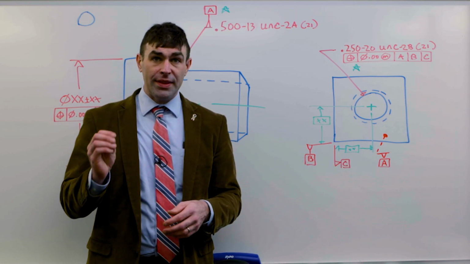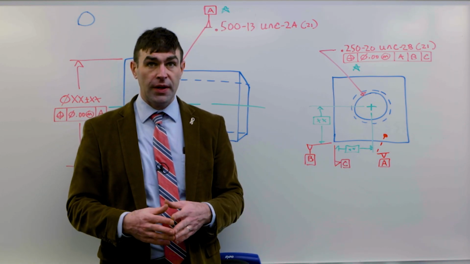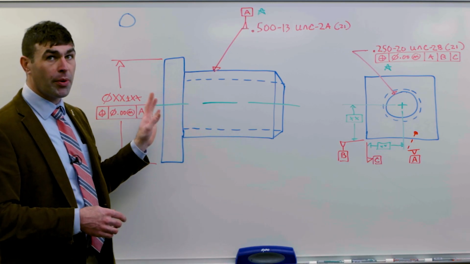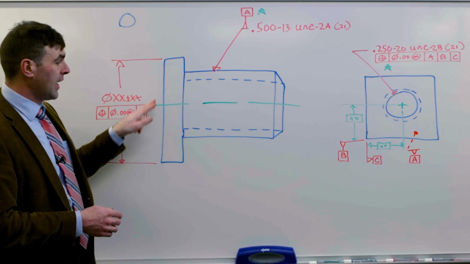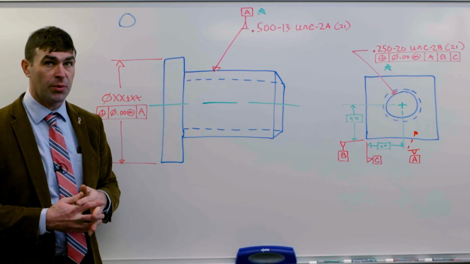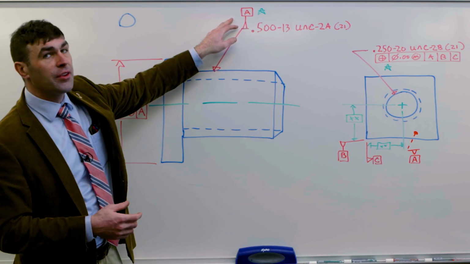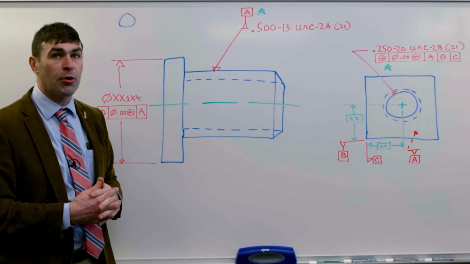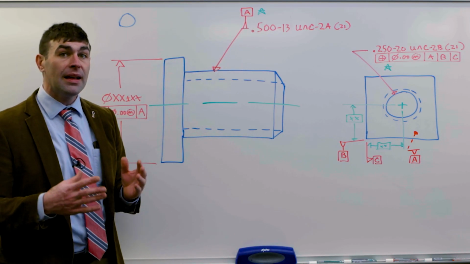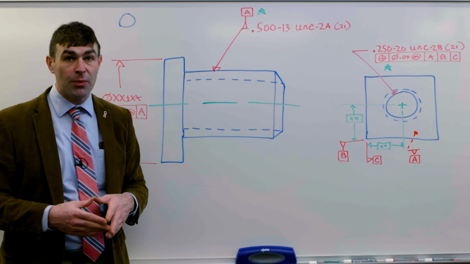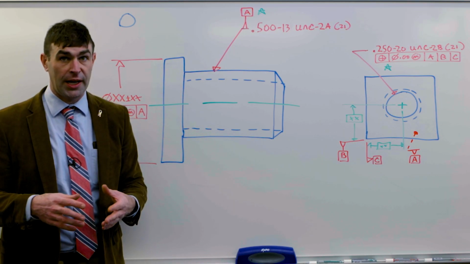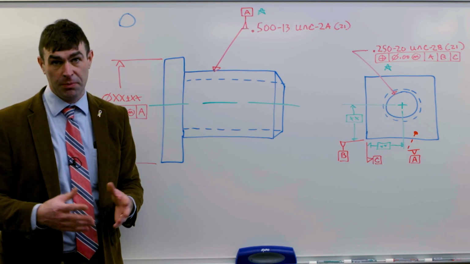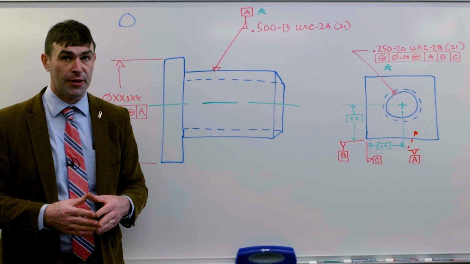Now with datum features, a similar thing happens. Say we have an external thread, a simple part, and the thread is going to locate this cylinder for whatever reason. We're going to identify the thread as datum A, and we're going to use it as a primary datum reference. Now in this case, this would be rather difficult to simulate without special custom equipment. If there is off-the-shelf equipment, please let me know. I'm just not aware of it.